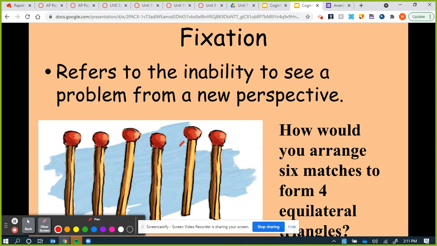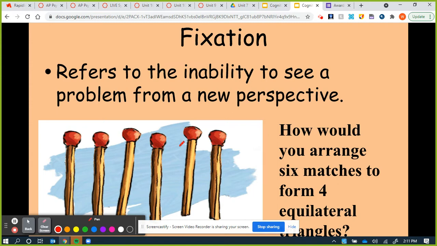All right, some of the other things that get in the way of us being able to solve problems. Fixation is when we are trying to go about solving a problem, but we can't see it from a different perspective. We get blinders on, and we're just not able to see it from a different angle. And a lot of times confirmation bias goes into that because we believe that what we're doing is the correct way to be doing it.